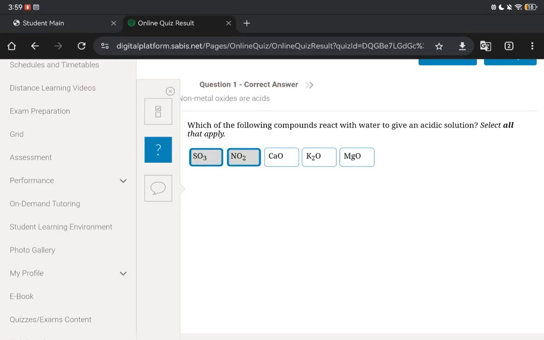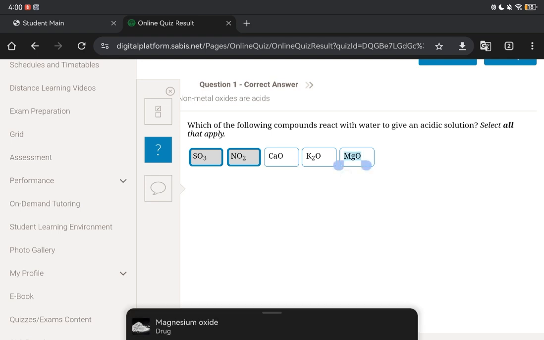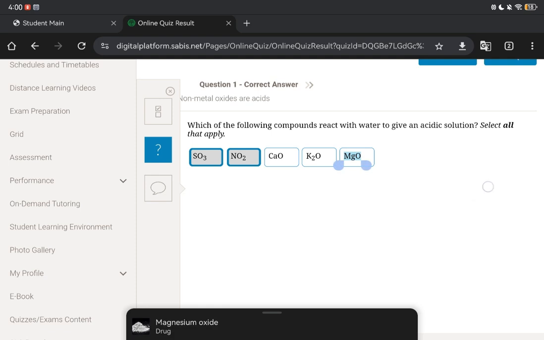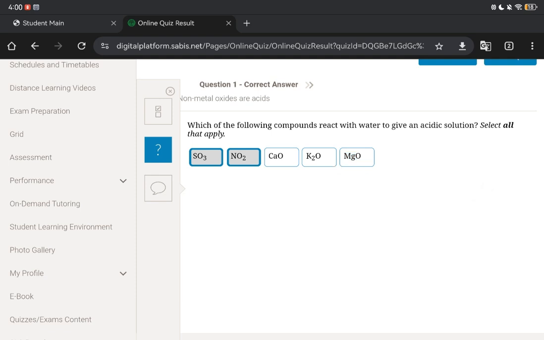This is chapter 3.9. Okay, look. Which of the following give acidic solution? You should know by now that non-metal oxides are acidic and metal oxides are basic. So can a base give you a basic compound by itself without reacting with anything acidic? It can't give you an acidic compound. So you pick the acidic ones.